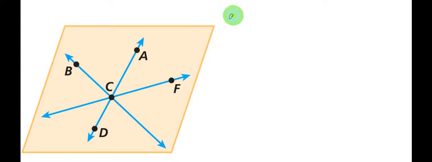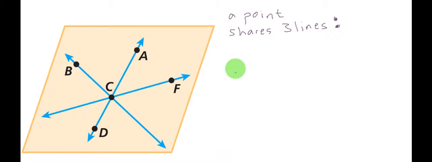So in this first problem, we're asked to locate a point that's shared by 3 lines. I'll just write shares 3 lines here. Okay, so if we look at the figure, what we're really asking is, is there a point that 3 lines pass through? Well, I noticed that right smack dab in the middle, this line, line AD, is passing through point C, and also line BC is passing through point C. So point C is a point in this figure that shares 3 lines.